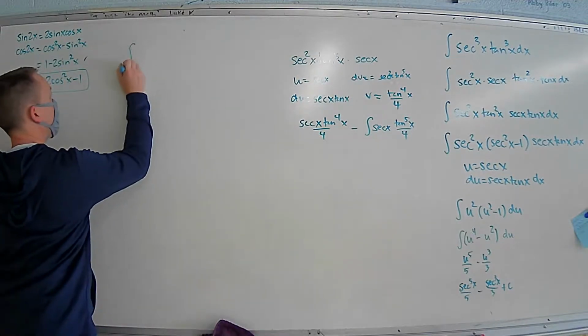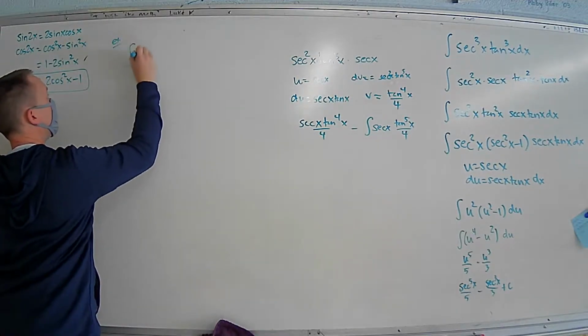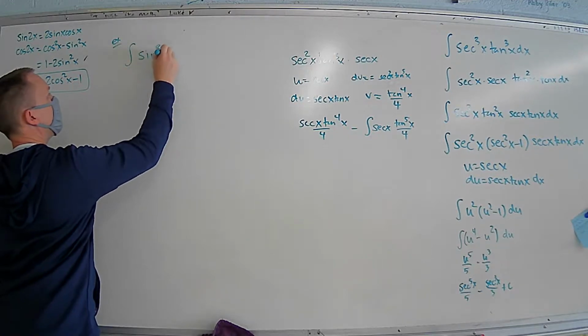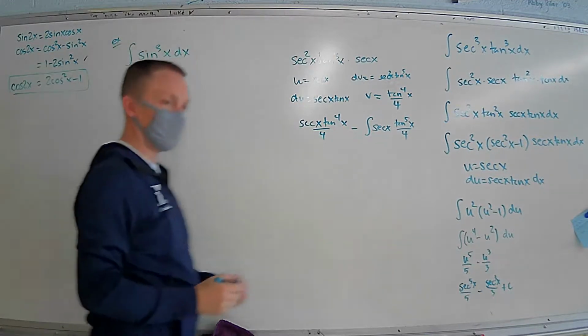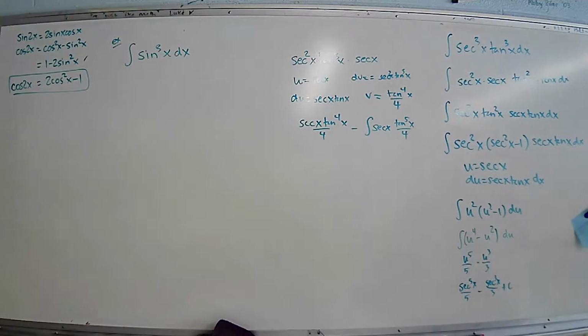Let's try this one. Gosh, that looks so simple. That one looks so simple. Sine cubed. Didn't that just go sine to the fourth over 4? Is that what it is?